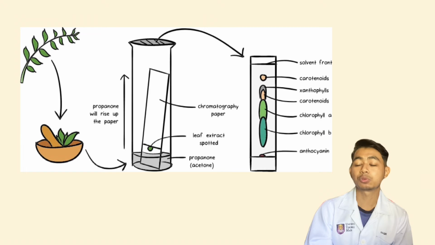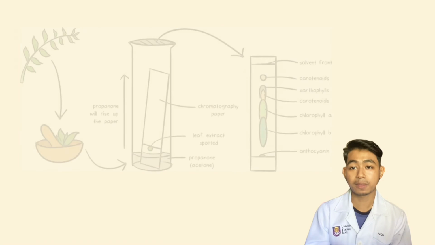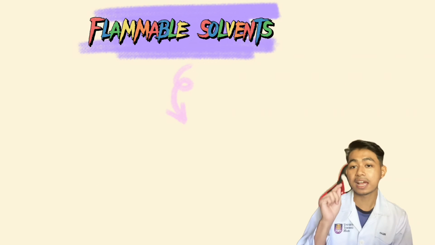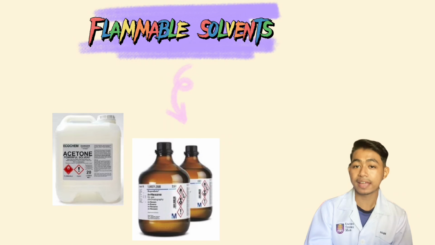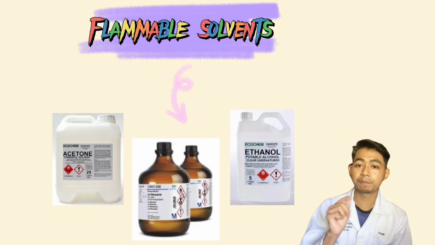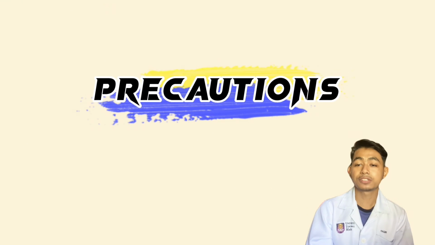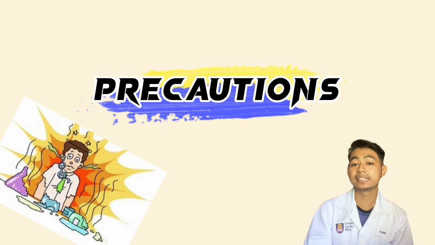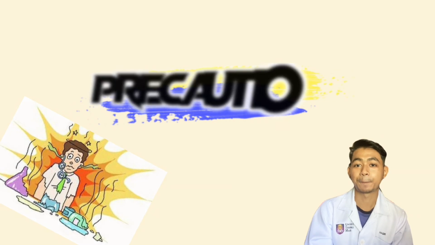So, we need to use the mobile phases of flammable solvents such as acetone, hexane, or ethanol to identify which pigments appear in the extraction. Apart from that, we need to take precautions when doing that experiment to avoid any incidents in the laboratory.